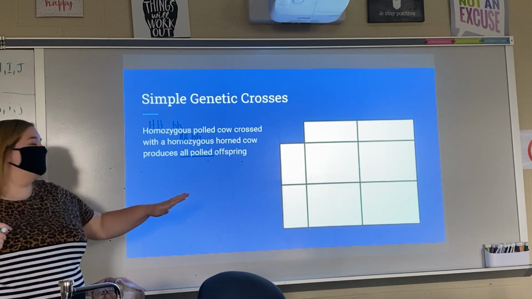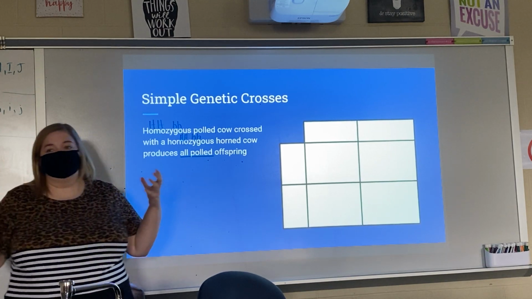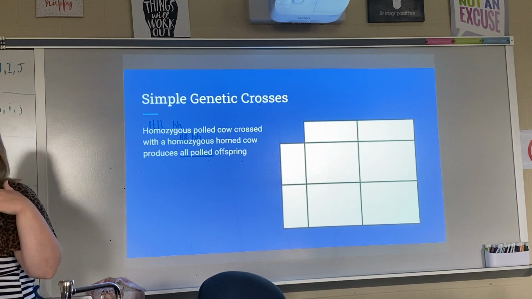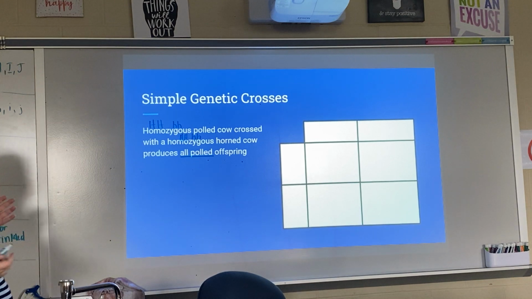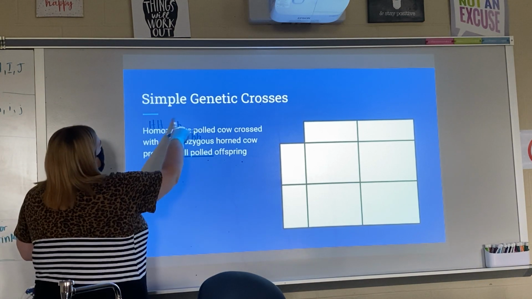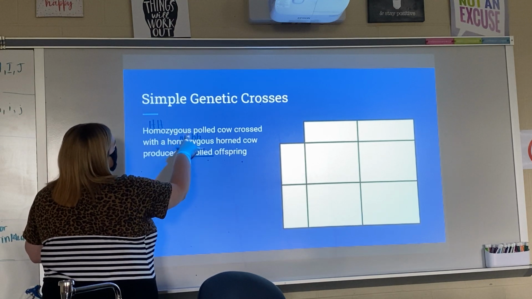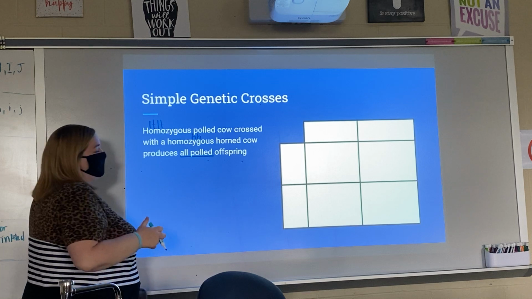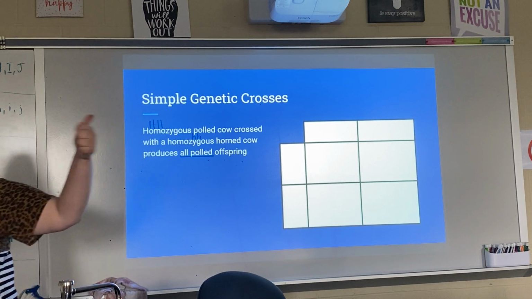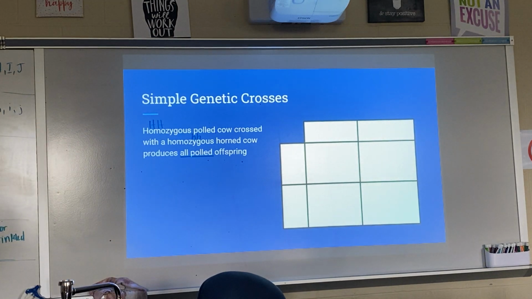So what does that tell us about the polled trait? What is it probably in terms of dominant or recessive? Dominant. So the polled cow is going to be homozygous dominant. The horned cow is going to be homozygous recessive. Give me a thumb if you understand how we got that information.